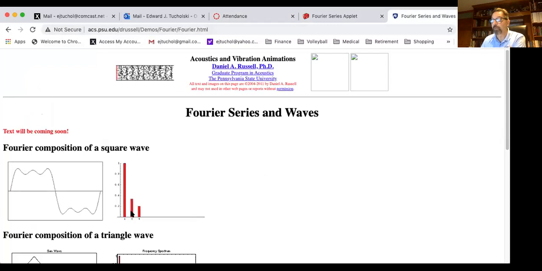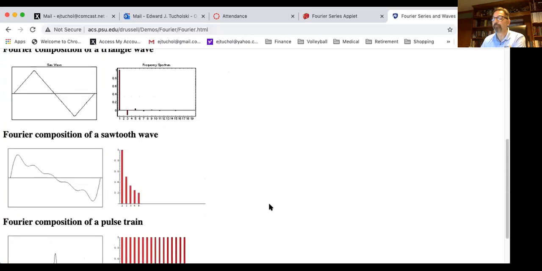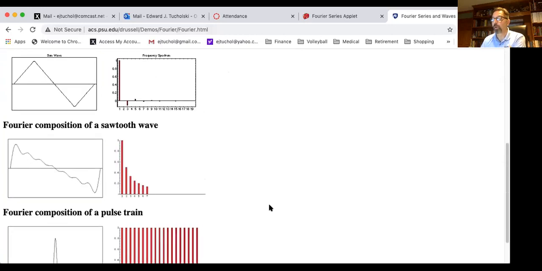It adds the third one, which is 1/3 the amplitude, the 5th one, which is 1/5 the amplitude, the 7th one, which is 1/7, and he very quickly adds these up, and you can see how it goes from just being a sine wave to looking more and more like that square wave I was talking about. You can do the same thing for a triangle wave. You can do the same thing for a sawtooth.